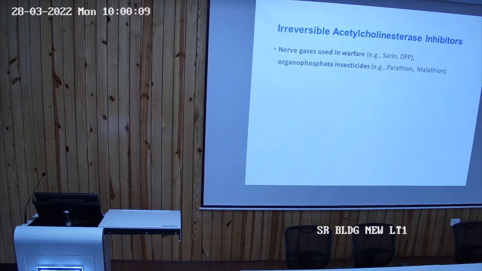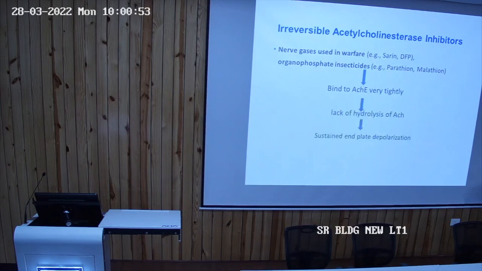Examples of irreversible cholinesterase inhibitors are organophosphorus poisoning, organophosphate insecticides like parathion, malathion, and Tik-20 spray. These are OP poisoning, organophosphate insecticides. And there are sarin and DFP, fluorophosphate, diisopropyl fluorophosphate. These are nerve gases which are used during warfare. They will bind to the acetylcholine receptor very tightly.